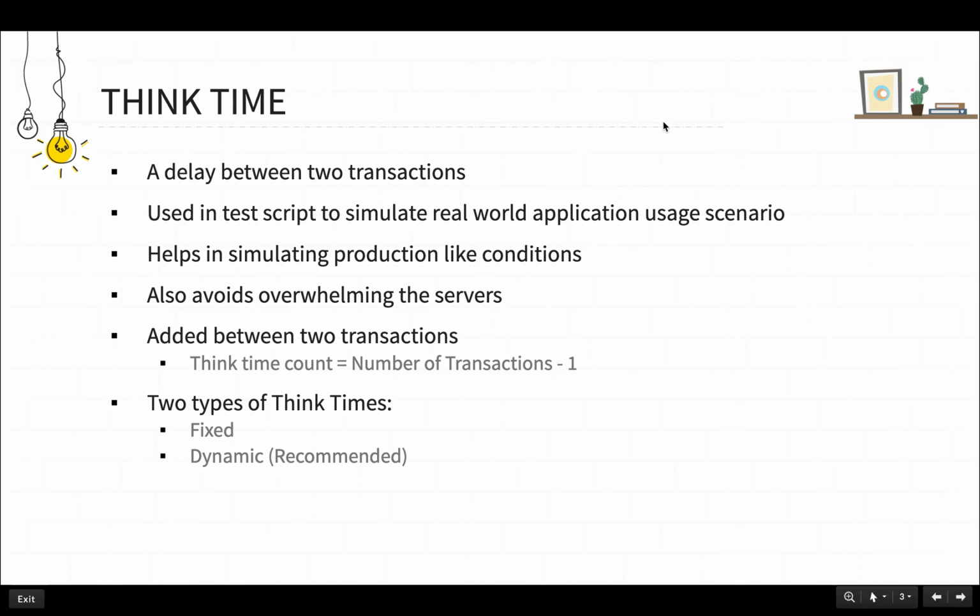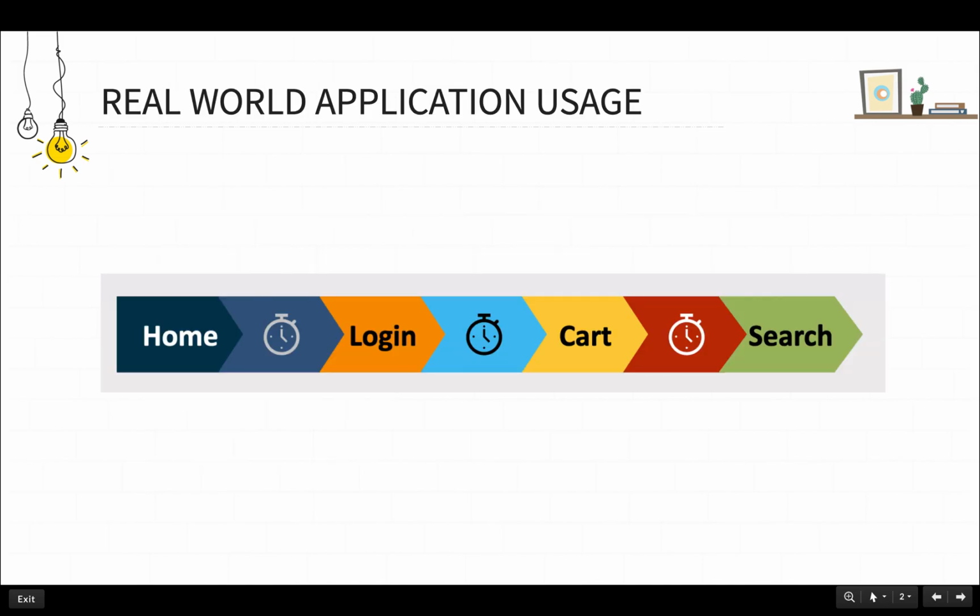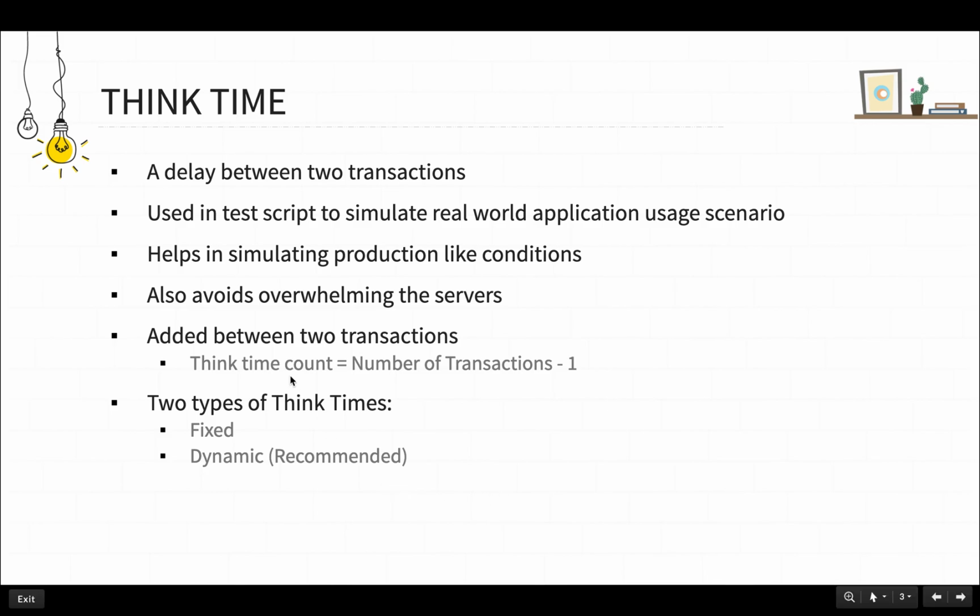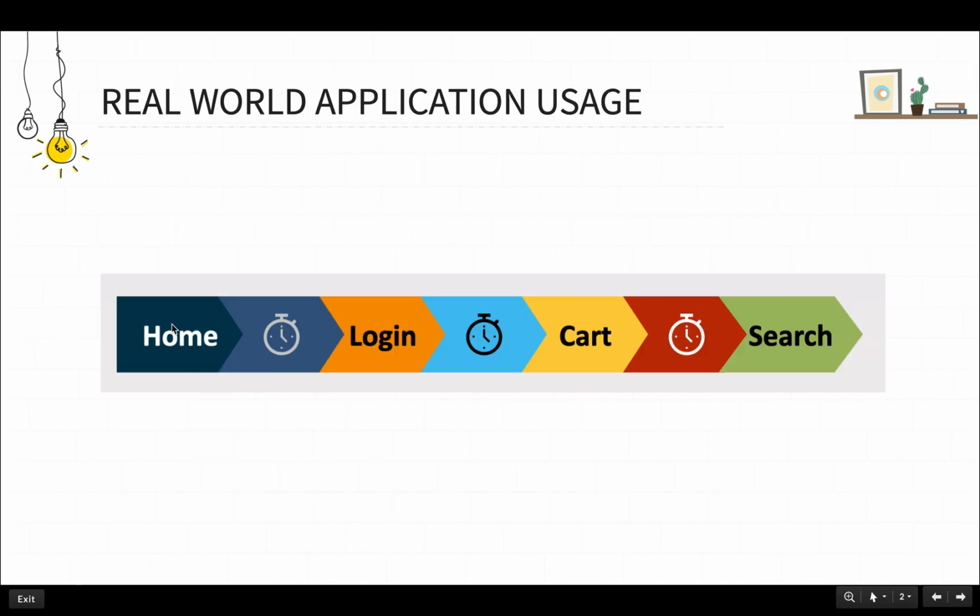It also avoids overwhelming the system. Let's say users are continuously hitting your application with no think time between two transactions. Users will continuously hammer your application, and it will start giving incorrect performance test results. The think time, the delay between two transactions, helps in avoiding that situation and the overwhelming of the application servers. Typically, the number of think times is the number of transactions minus one. In this example we have four transactions: homepage, login, cart, and search. There is a think time between each pair, so there are three think times in our overall performance test script.